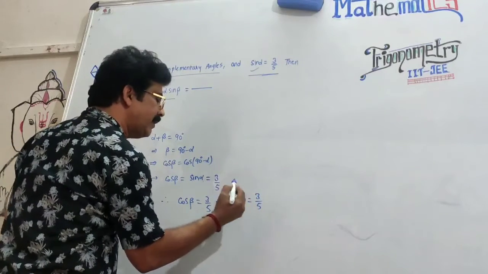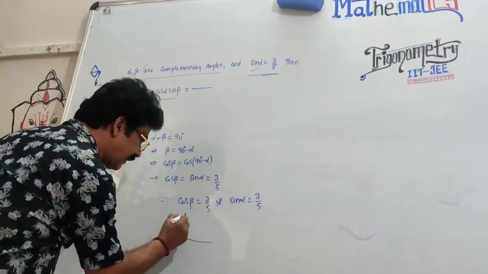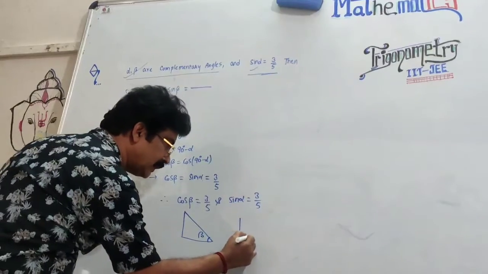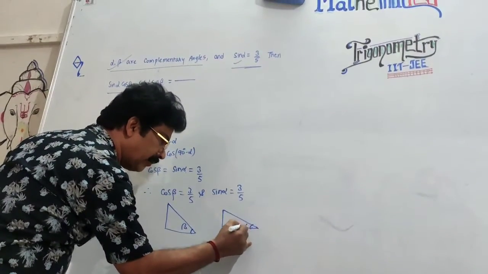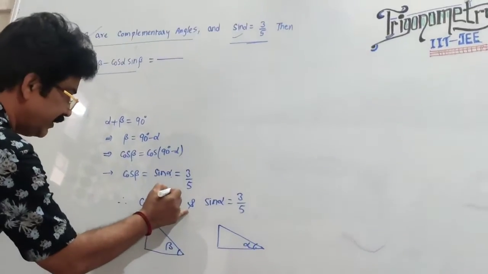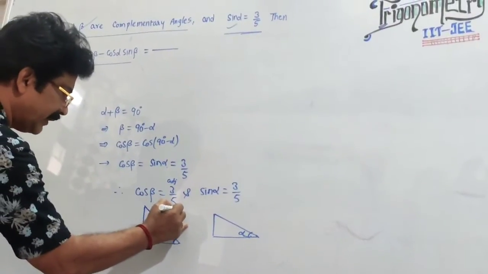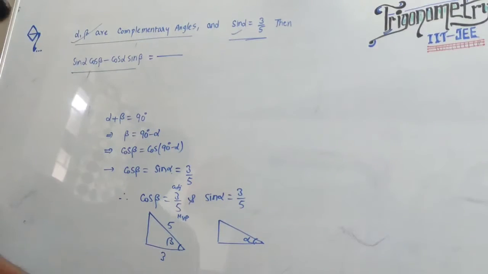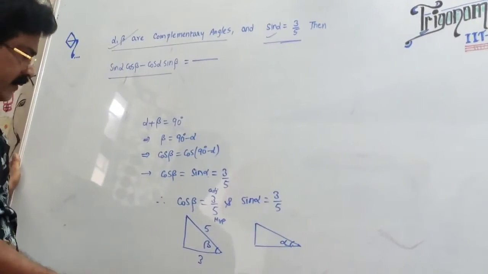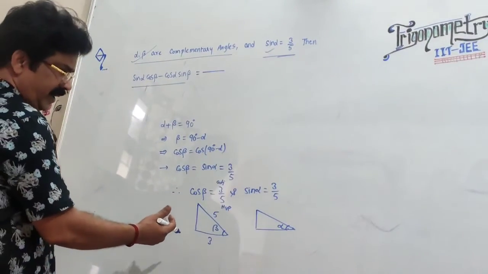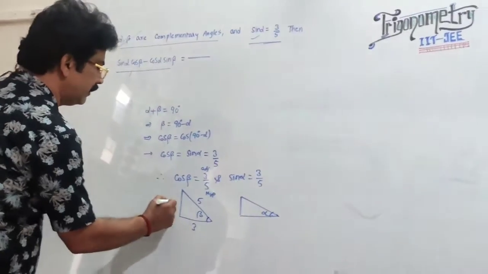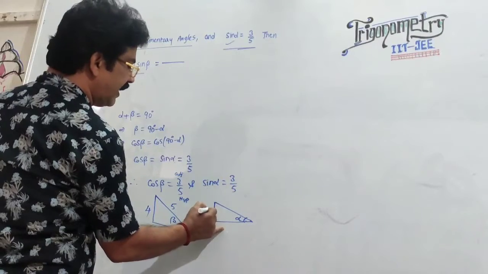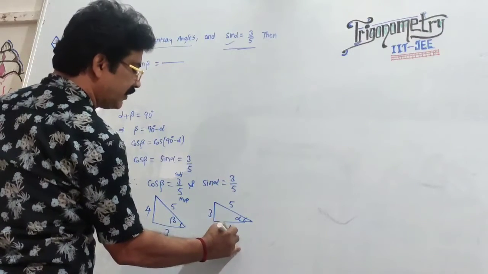Let us take one right angle triangle about the angle beta. This is about the angle alpha. Here cos beta means adjacent side by hypotenuse. So this is hypotenuse, this is adjacent. By the Pythagoras theorem, everybody knows very well about Pythagoras sets. 3, 4, 5 is the Pythagoras set. Similarly, sin alpha means opposite by hypotenuse, therefore adjacent is 4.